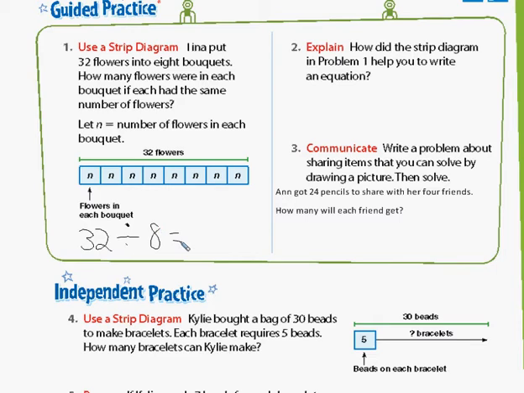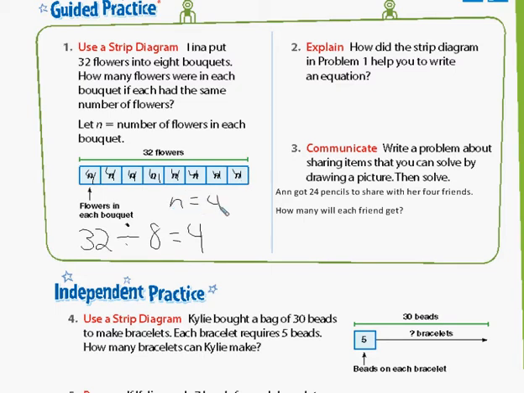We know our math facts. We know 8 times 4 is 32, so 32 divided by 8 would equal 4. That means each one of these would be 4. n equals 4. We're going to write n equals 4.